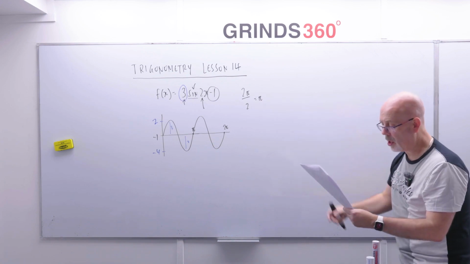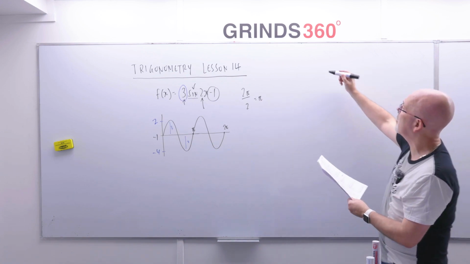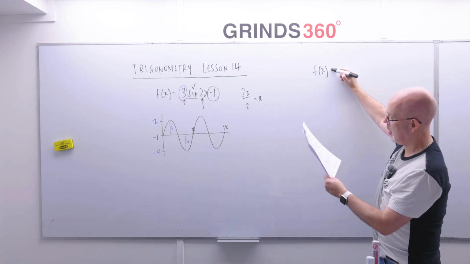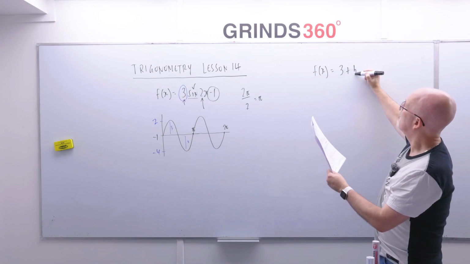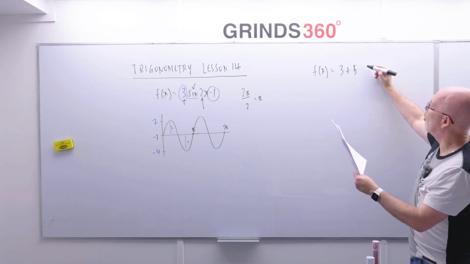See the second one then, the one below that, it says sketch a graph of this function here. So f of x equals 3 plus 5 times cosine 4x.